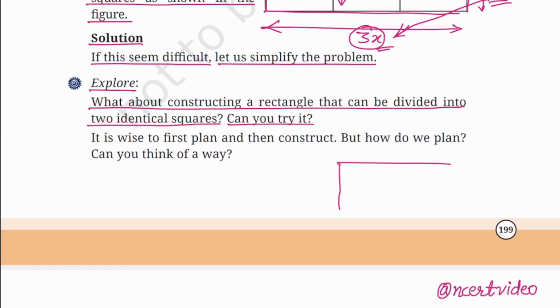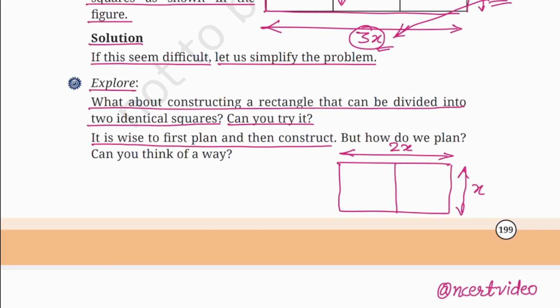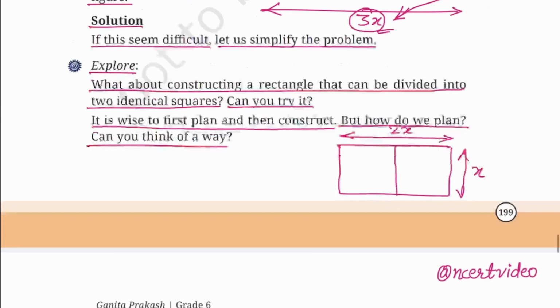Similarly, if you want to construct two identical squares within a rectangle, then you have to take length twice of width. If width is x, then length should be 2x. It is wise to first plan and then construct, but how do we plan? Can you think of a way?